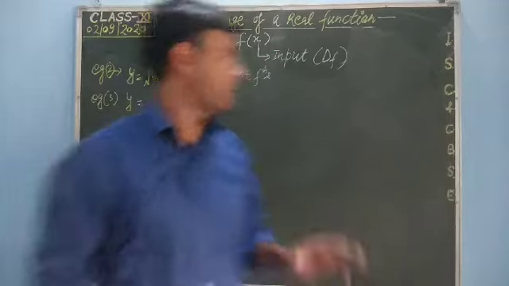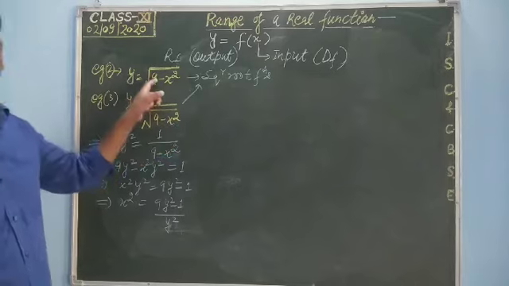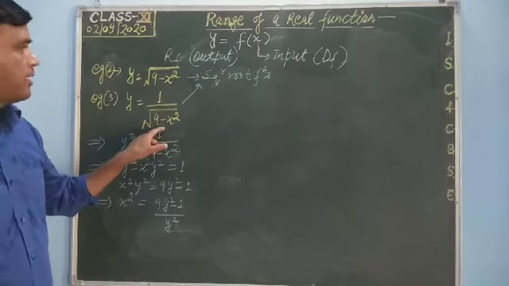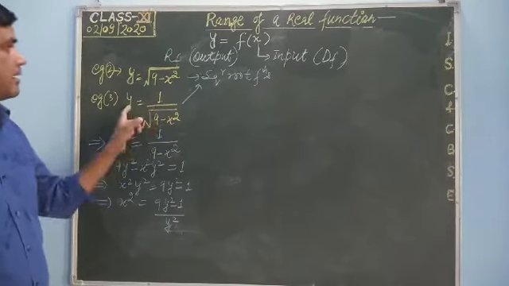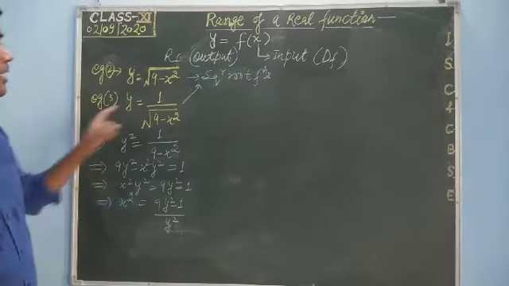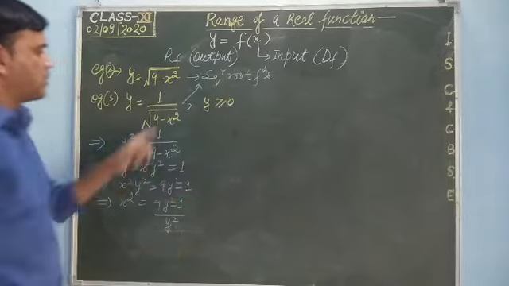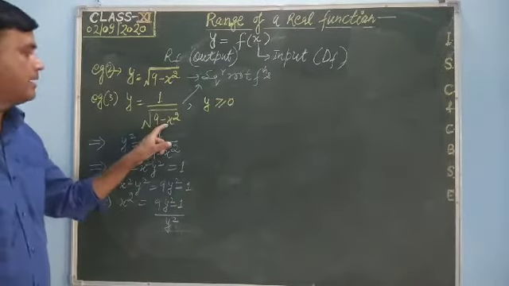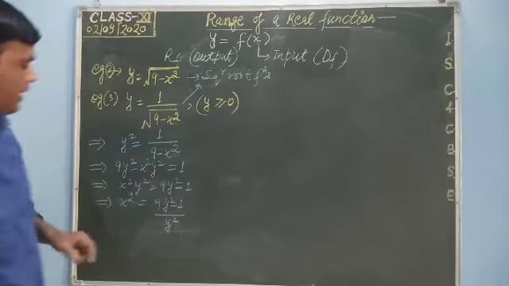Okay, students, now we will try to solve the next question, that is y is equal to 1 upon under root 9 minus x square. Similar to this, but this is in the denominator, and overall this is under root 1 upon 9 minus x square. This is again a square root function. So here y is greater than or equal to 0 always, because the square root of any real number is greater than or equal to 0. Keep this in your mind.